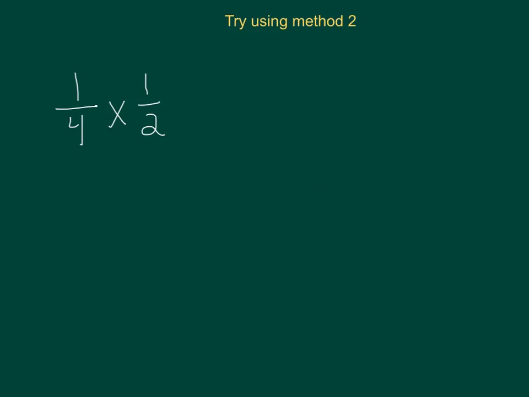So according to method 2, the first step we need to do is take a look at our first fraction and draw a diagram for it. So let's draw a diagram for 1 over 4. Well, a diagram for 1 over 4 would be something like this. In this case, we've got 4 possible slots and 1 is filled out, so there's 1 out of 4 shaded.